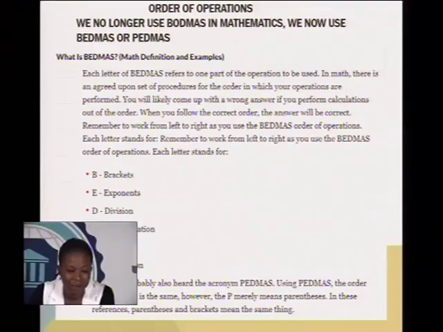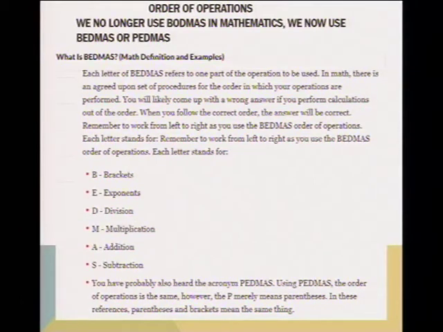Now BEDMAS or PEMDAS: B remains brackets, but the E is for exponents or powers, and P is parenthesis, which is another name for brackets. The D is still division, M is still multiplication, A addition, and S subtraction. Now whenever you are given an expression and you need to solve it, you need to follow the BEDMAS rule. Now remember, if you don't follow it properly, your answer will not be right.